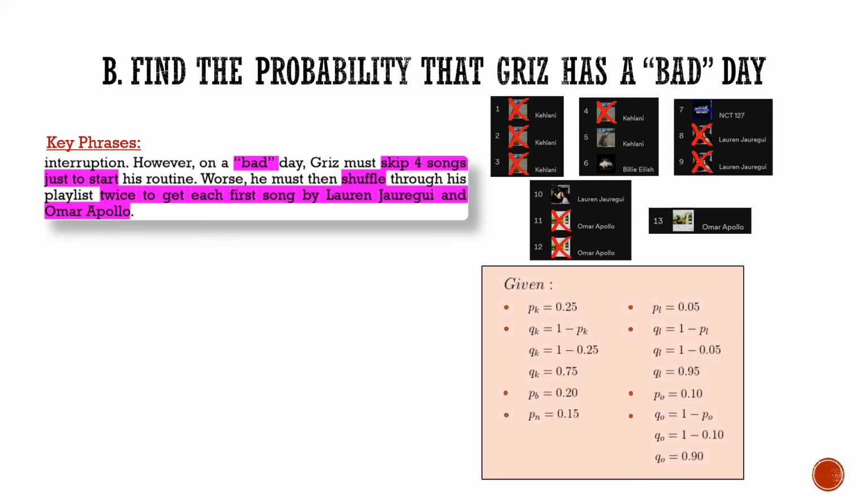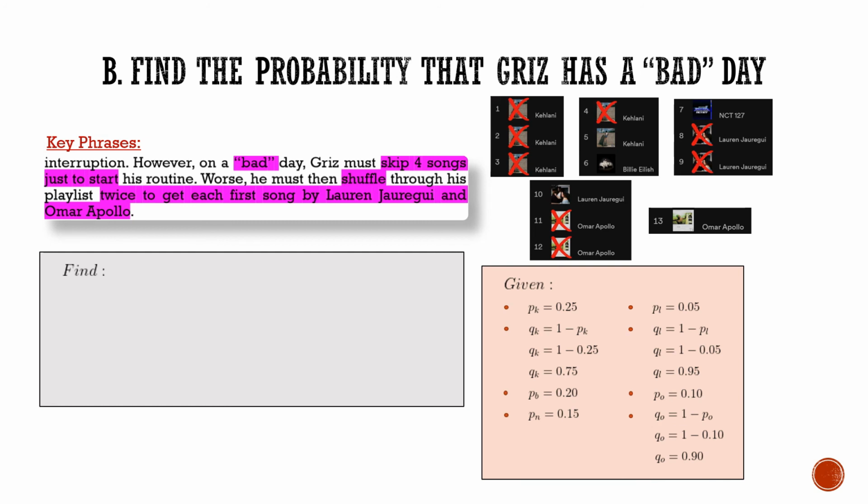Before continuing, we have to calculate the probability that Gris fails in getting a Kehlani song, denoted by a lowercase q sub k. This is simply the complement of its successful probability. Thus, we just need to subtract p sub k, which is 0.25, from 1, and we'll arrive at 0.75. We need to also find the probability that he fails in getting a Lauren Reggie and Omar Apollo song by following the same method. After finding the complement of the respective successful probabilities, we will get a q sub l of 0.95 and a q sub o of 0.90.